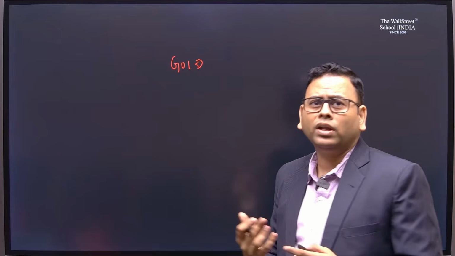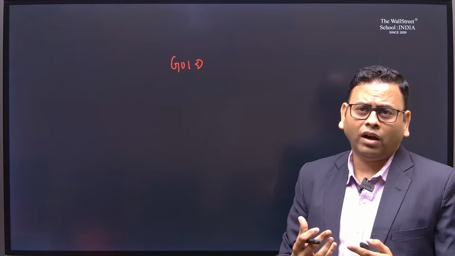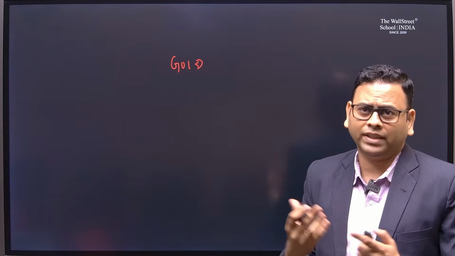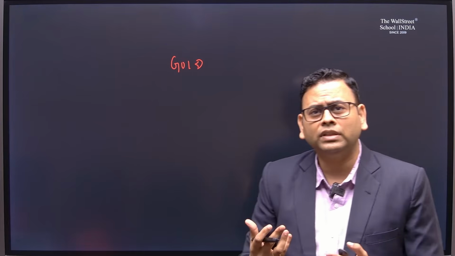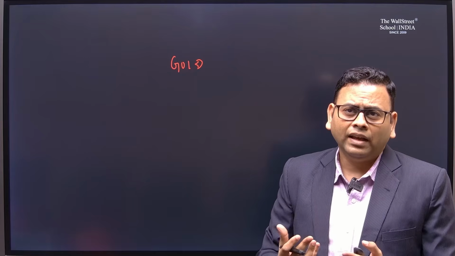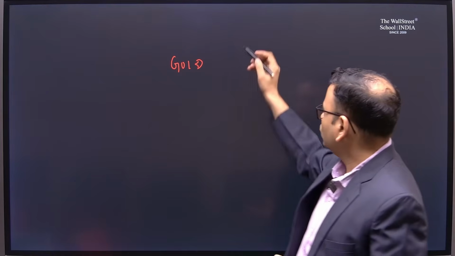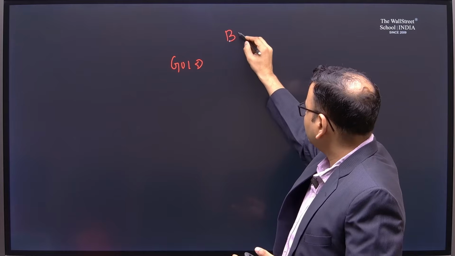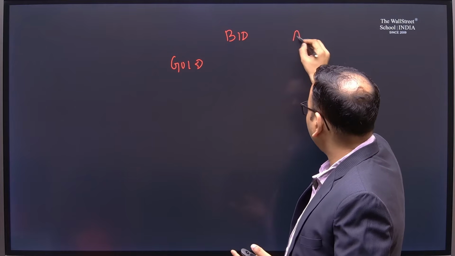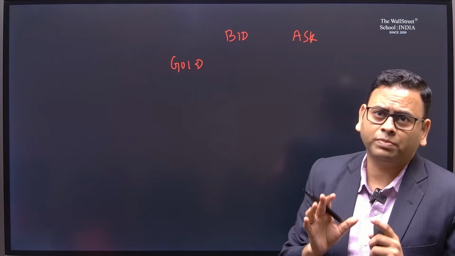So for gold, I am going to go to a particular jeweler and ask what is the buying price and what is the selling price. So let's say you go to Kalyan Jewelers and Kalyan Jewelers says, okay, we are going to buy gold at 1 lakh and we are going to sell gold at 1 lakh 1000. So the bid price and the ask price is from a typical market maker's perspective.